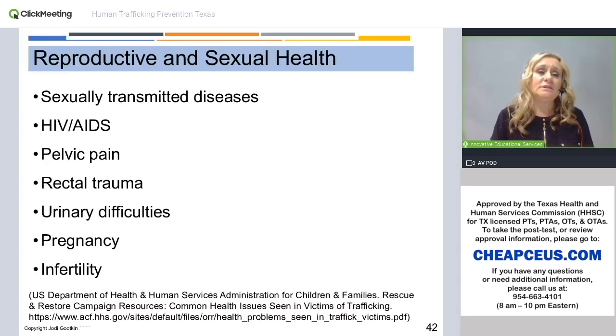Looking at long-term consequences of reproductive and sexual health from the abuse, trauma, being forced to engage in different sex acts, the individual may have developed different diseases and sustained physical trauma. It can lead to not only potential infertility or consequences from multiple abortions that they have been forced to undergo. There's also urinary difficulties that can develop. So multiple systems could become involved long term.